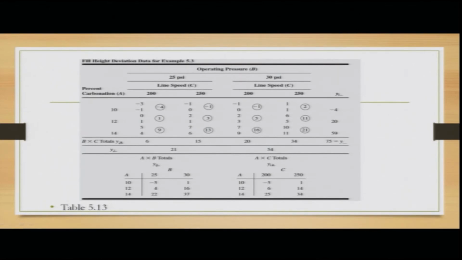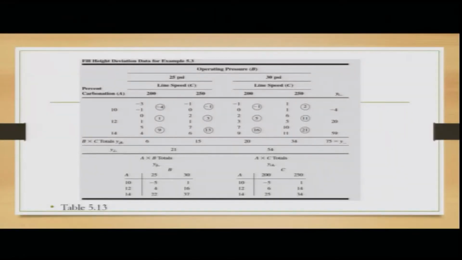And the y_i.. that means summing up for i, for j, for k, for l, were coming out to be -4, 20 and 59. Similarly, when I go into the combinations of B and C total values, B and C would obviously mean that we are keeping j and k fixed and summing out the first factor A and the number of observations. So, the combination values are found to be 6, 15, 20 and 34, and the summed-up y value comes out to 75.